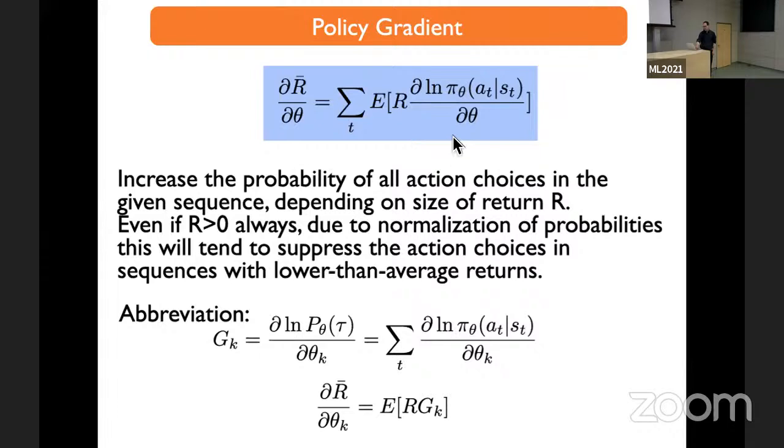Okay, so here's our little update rule again. And now for this little discussion, let me introduce an abbreviation, the logarithmic gradients, I will call capital G. And to make it really explicit, now I distinguish. Previously, when I said theta, of course, I meant the set of all weights and biases, so theta is really a vector. And now I explicitly display the subscript theta_k. So theta_k is literally one of the parameters that I care about. Okay, so this is the gradient. And if I write it like this, dR over d theta_k is just the expectation value of R, the return, times G_k.